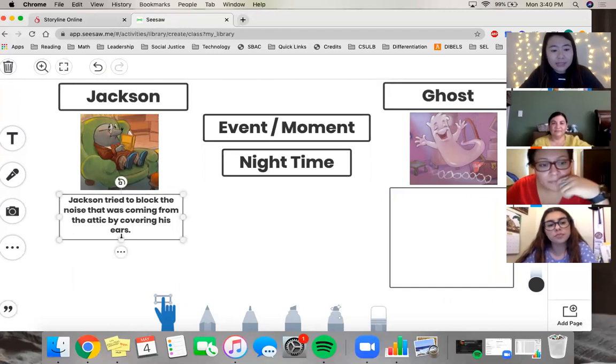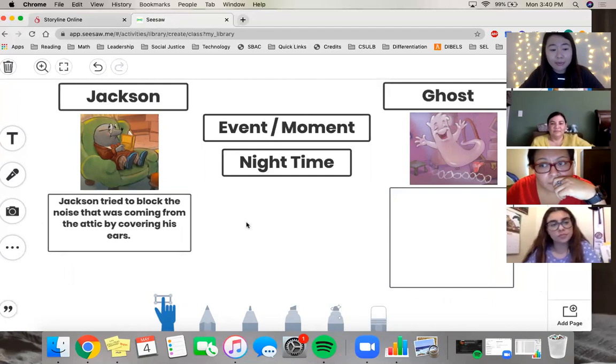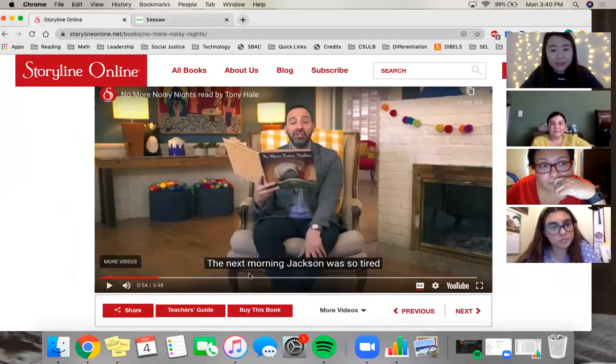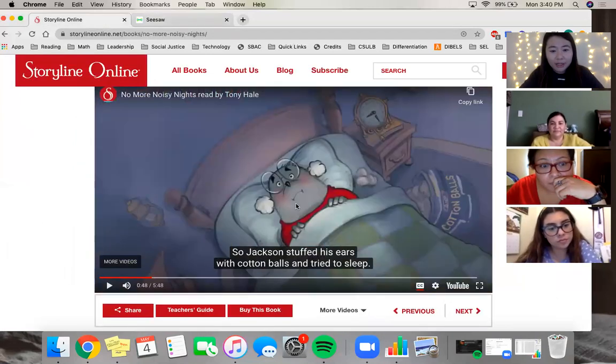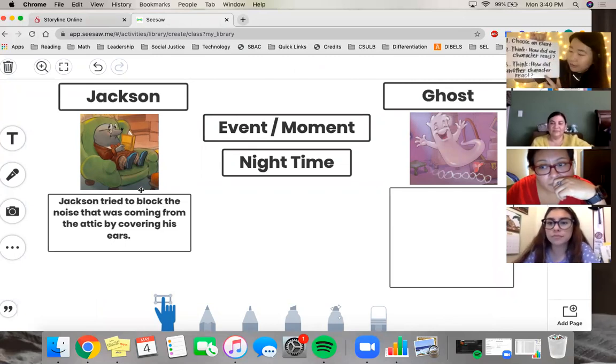So we can use the same strategy that Ms. Rosales used by looking at the picture and reading the text to see what's happening. I can go back real quick, right here. He stuffed his ears with cotton balls and tried to sleep. So that's what he was doing at the nighttime. That's what we did first: we chose an event, and then we thought about how one character reacted. Now we're going to go to the other character. How did he or she react? How did the ghost react to the nighttime?